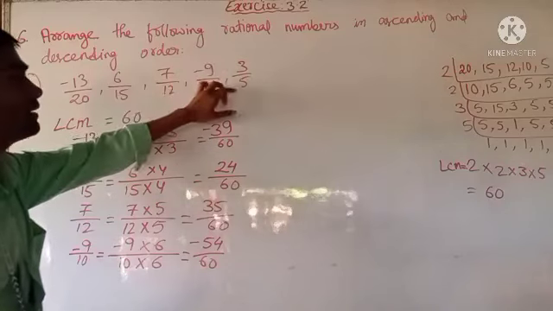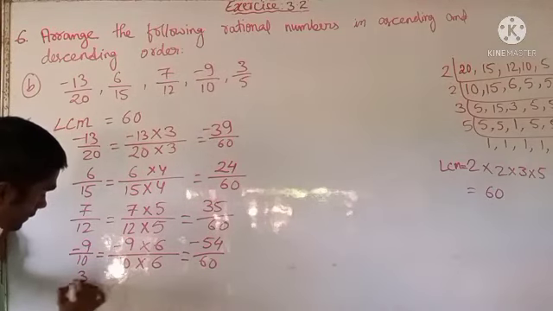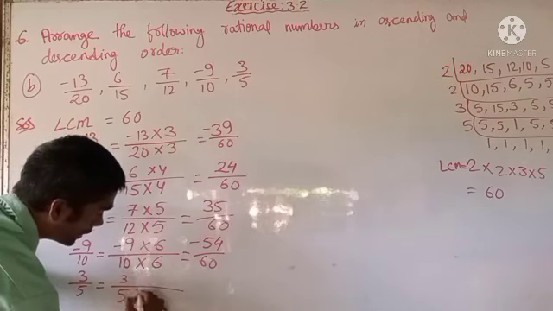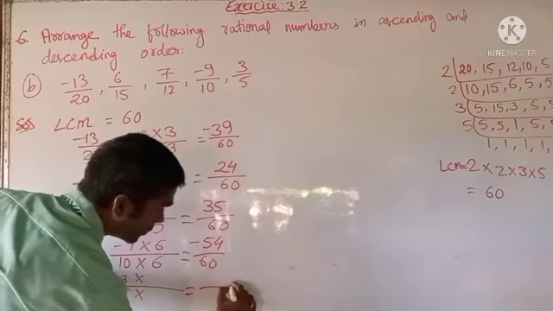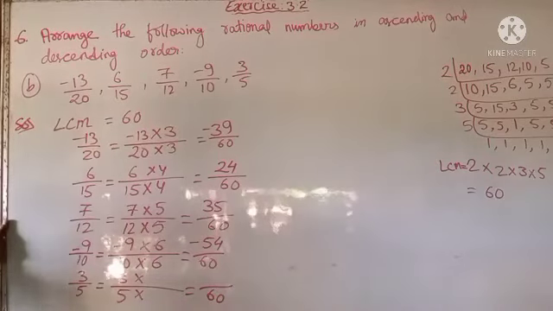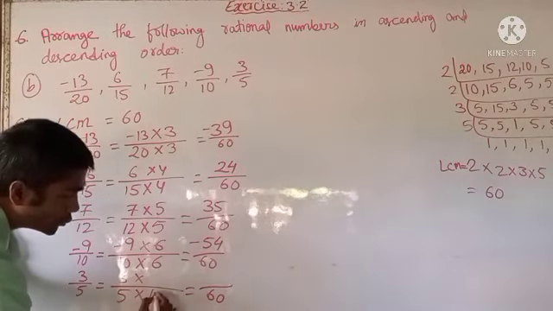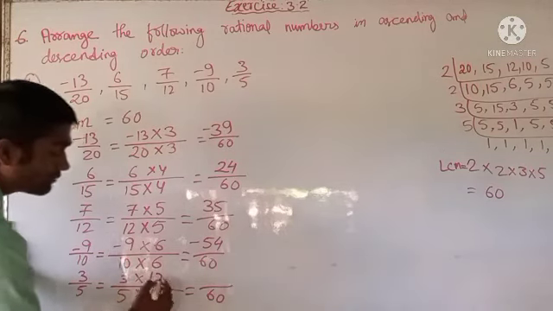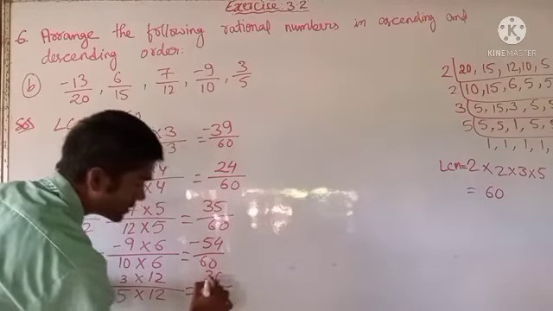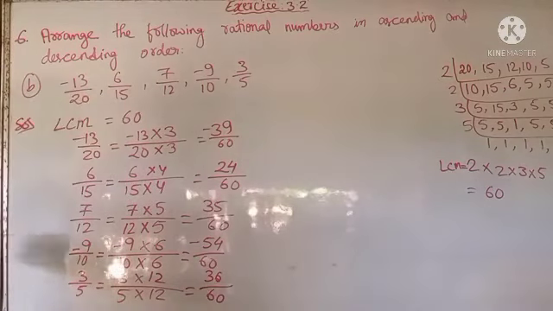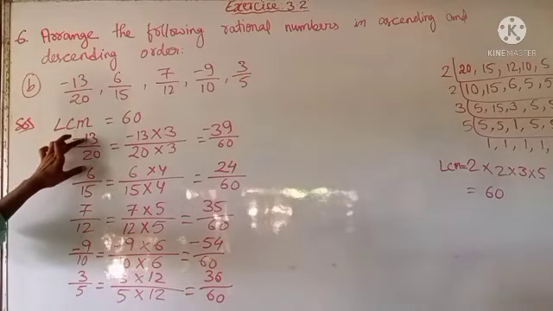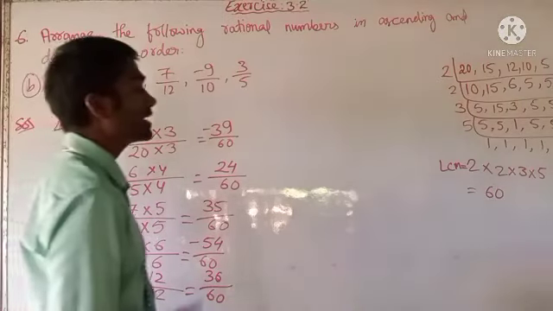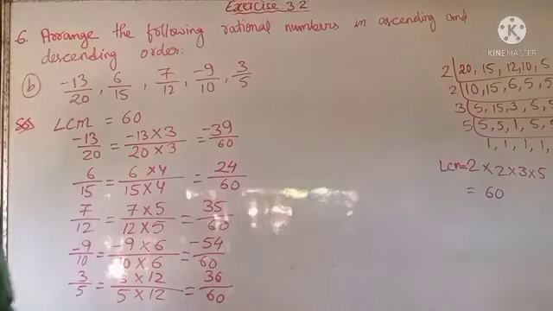Now it is 3 by 5. By what number will we multiply in order to make the denominator 60? Here 5 into 12 gives 60. The same 12 will multiply here. So 12 into 3 will give 36. So we converted these rational numbers into like rational numbers. Now we can easily identify which one is greater and which one is smaller.